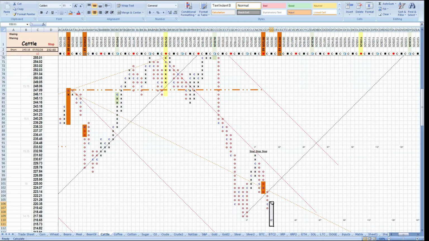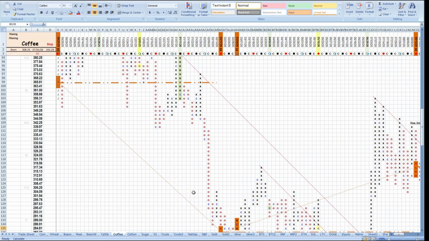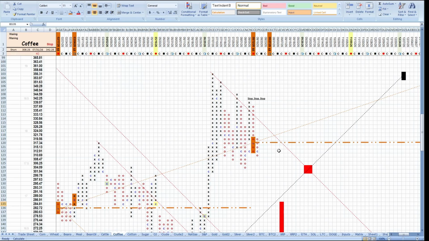I think Gann used to call that, what was it on the Gann wheel? Can't remember. Anyway, here's coffee. Again, you can see it's had a wild ride, typical coffee. Again, had a 30-gram pop, and now we're in a big chop. So the solar eclipse is right in the middle of it.